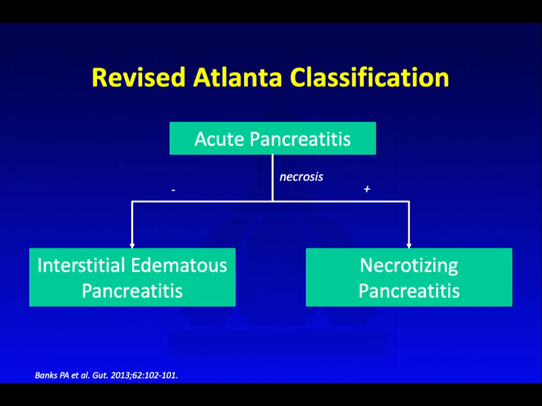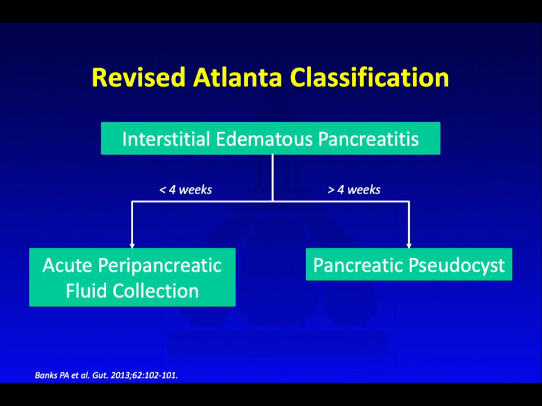And coming back to the revised Atlanta classification for acute pancreatitis, basically they differentiate pancreatitis into interstitial edematous pancreatitis and necrotizing pancreatitis based on the absence or presence of tissue necrosis. And within interstitial edematous pancreatitis, in patients who have fluid collections, if those collections are within the first 4 weeks of symptom onset, they are called acute peripancreatic fluid collection, and if they persist beyond 4 weeks, they are pancreatic pseudocysts.